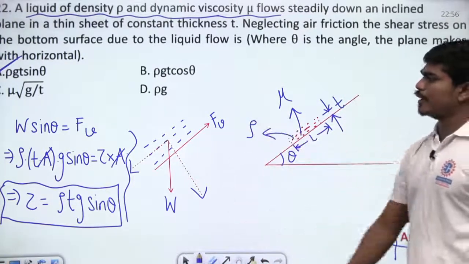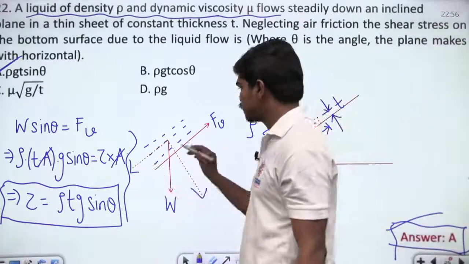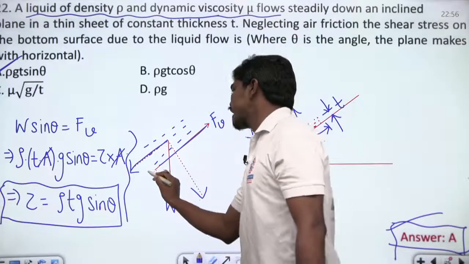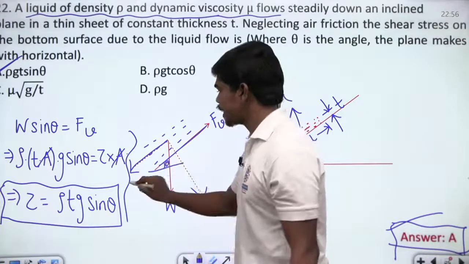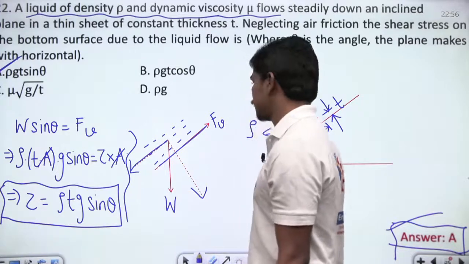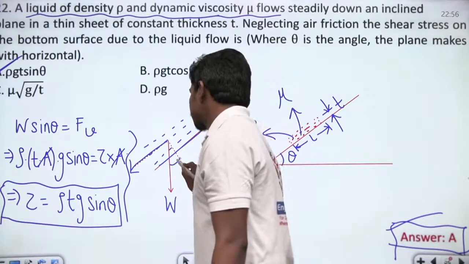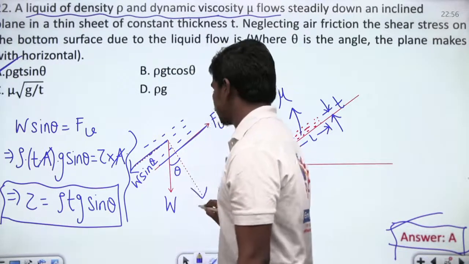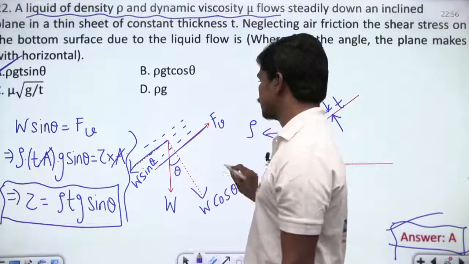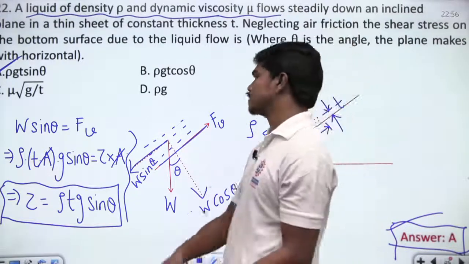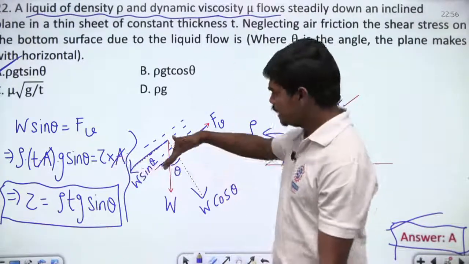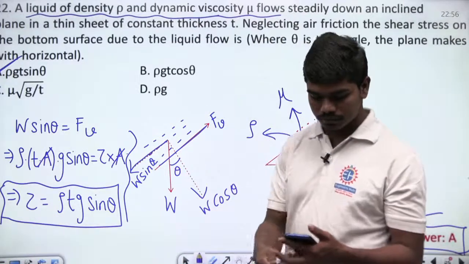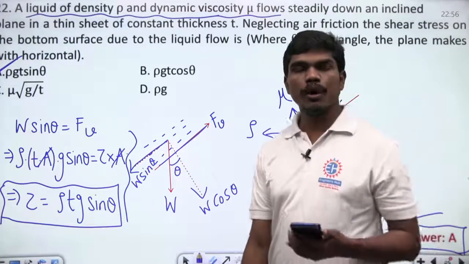because the weight of the fluid should be balanced by the viscous force, and a component of it in this direction has to be balanced by this viscous force. If this angle is theta, then definitely this component will be W sin theta, and this will be W cos theta. Correct? So your W sin theta should be equal to the viscous force, and the viscous force is nothing but the shear stress acting on the layer times the area of the liquid-solid contact. Okay. So I hope all of you are clear till this point.